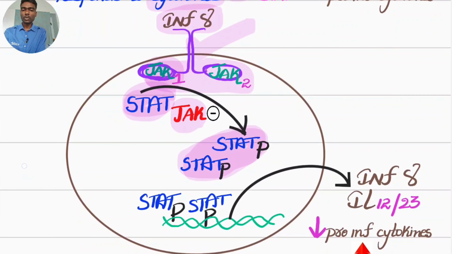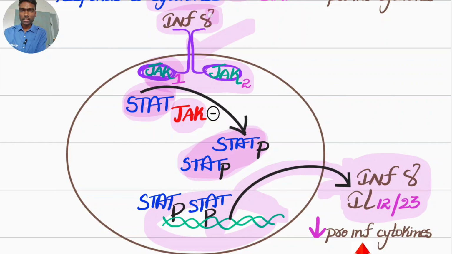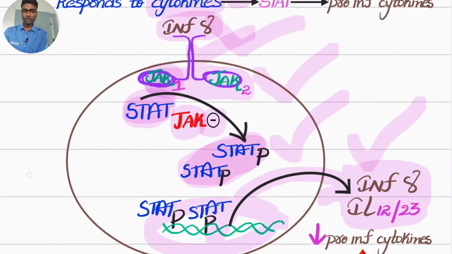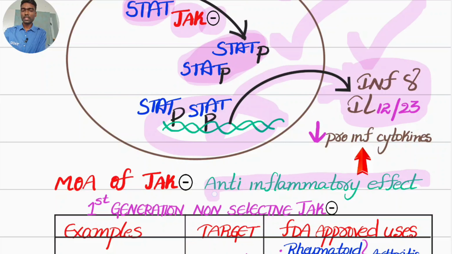Then STAT will go to nucleus and leads to release of pro-inflammatory cytokines. Interferon gamma, interleukin 12, 23, according to which cytokine it is responding, it will release that specific pro-inflammatory cytokines. What we are doing? We are giving JAK inhibitor. It will inhibit JAK and stops this pathway. What is this pathway called? JAK-STAT pathway, leading to anti-inflammatory effect. That is nothing but mechanism of action of our JAK inhibitors.